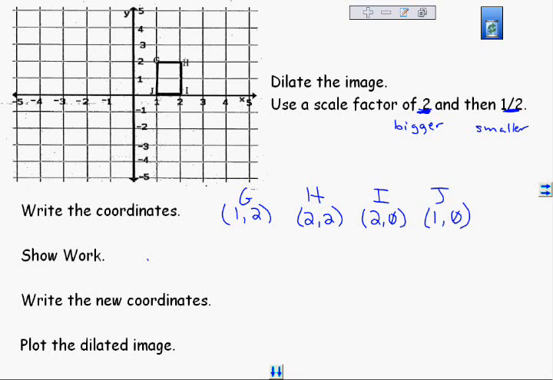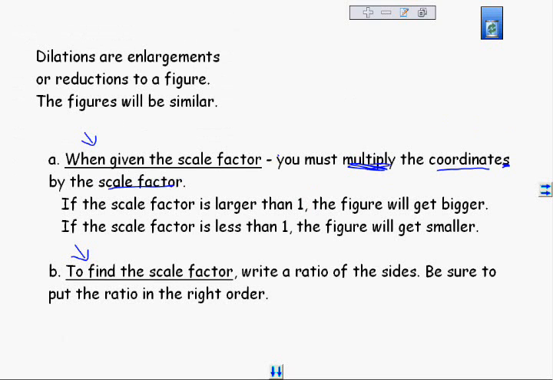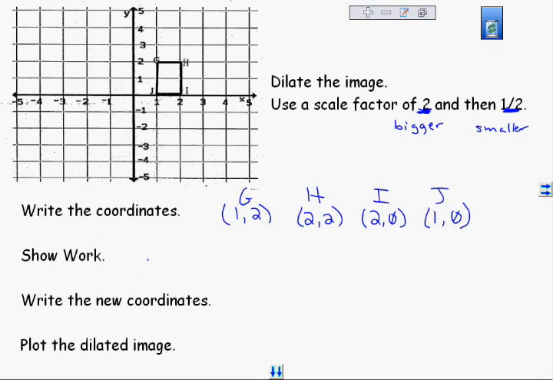Let's show our work. We're going to be dilating with a scale factor of half. How do you do that? You multiply the coordinates by the scale factor. It doesn't change just because it went to a fraction. So 1 times half. 2 times half. Now H, 2 times half.